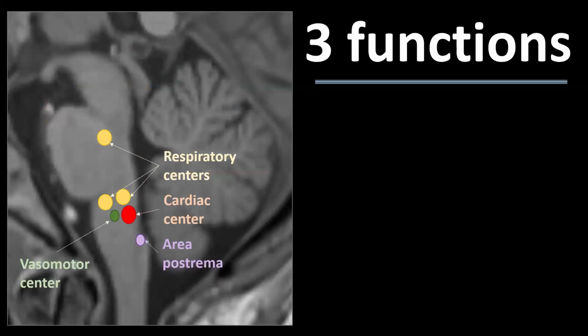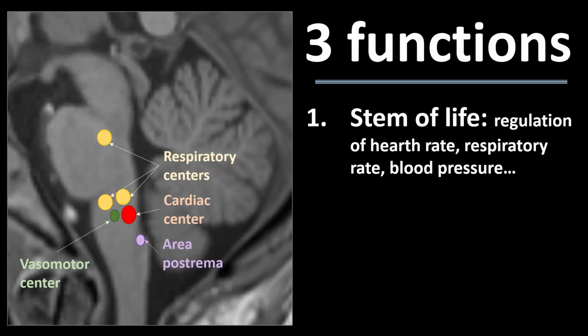Okay, so I hope that made that clear. Then the functions of the brainstem. There are a lot of functions, but we can basically group them into three major categories. The first one would be what I call the stem of life functions. In the brainstem, we find a lot of nuclei which are necessary for survival, for the regulation of our heart rate, for instance, blood pressure, respiratory rate, and so on. And those are mainly found in the lower medulla oblongata.